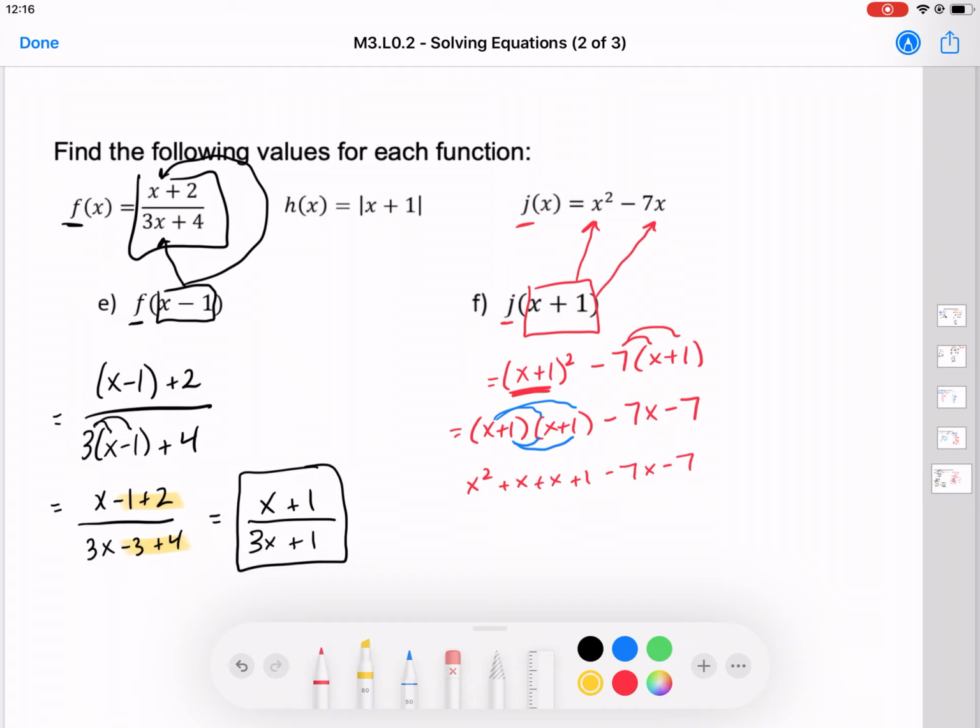Now I'm just going to combine like terms like crazy. So like terms, for instance, we have all these x's. Those will go together. And then the 1 and the negative 7 will go together. So we have x squared. So this is just a 1x and a 1x. So that's 2 minus 7 is negative 5x. And then 1 minus 7 is negative 6. There is the answer.